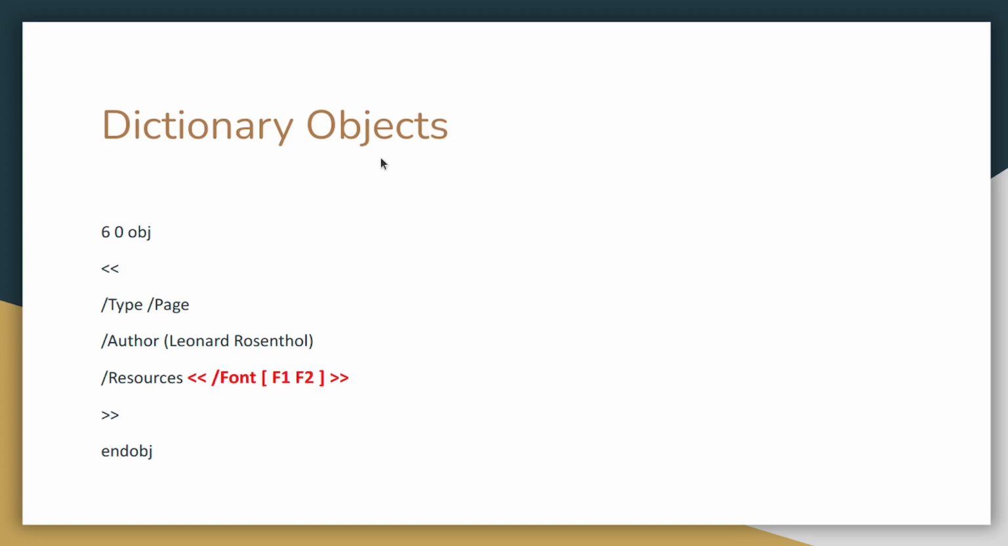Then we have the dictionary objects. A dictionary object is the part with the arrow signs. As you can see, in the red colored font, we have the starting arrow sign and the ending arrow sign. Anything inside this, including the arrow signs, is called the dictionary object. The whole thing is called a dictionary object. The arrow sign part is considered the dictionary. It can have multiple name and value pairs, like Font, and then we have an array of F1, F2, like that.